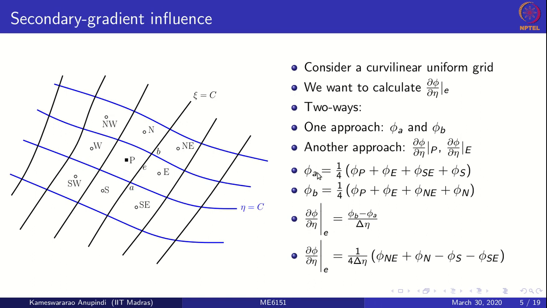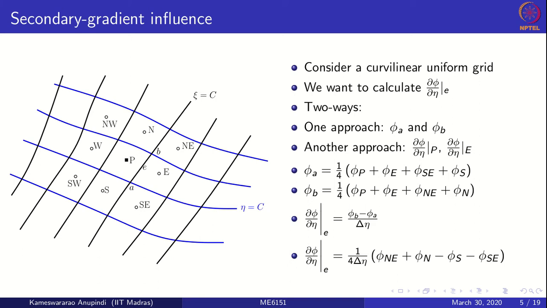So in the first approach, we can write phi A as phi P plus phi east plus phi southeast plus phi south, okay, divided by 4, because we are saying this is a uniform mesh. Okay, if it were not a uniform mesh, then you would get, instead of 1/4, these length ratios that are multiplying phi P, phi east, phi southeast and so on. Okay, similarly phi B can be calculated as 1/4 of the neighbors, that is phi P, phi east, phi northeast and phi north. Okay, so essentially we got values for phi A and phi B from linear interpolation.